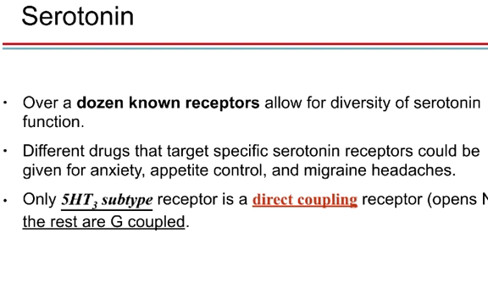Serotonin also uses second messenger, except one type of serotonin receptor is called 5-HT3 subtype, and that is the one that has a direct coupling, just like nicotinic receptor. So the rest of the receptors for serotonin, they use second messenger except the subtype 3. Subtype 3 is always stimulatory.